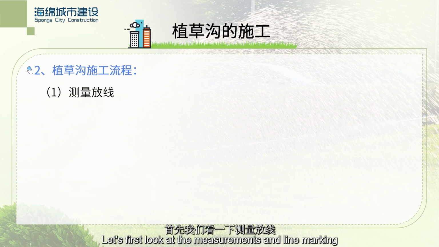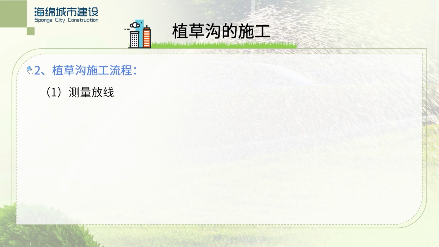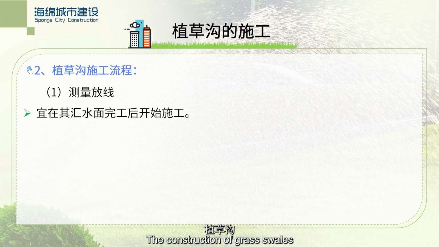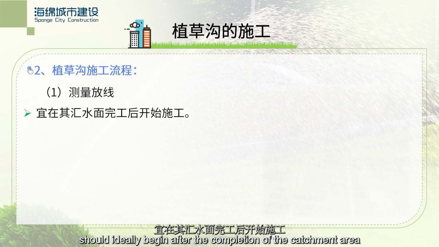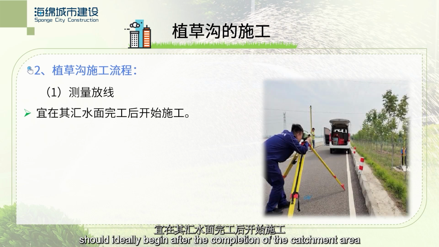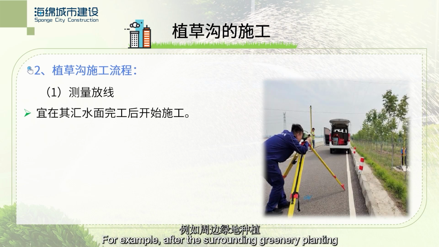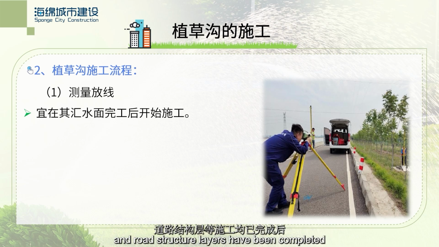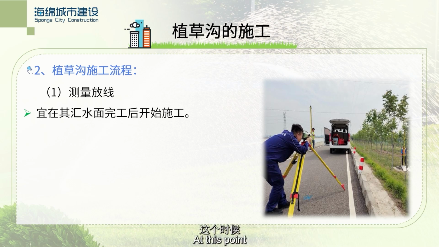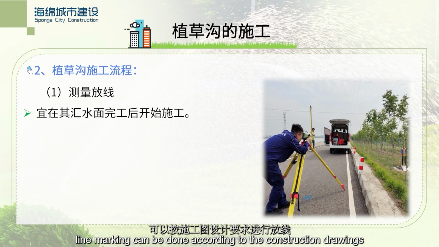Let's first look at the measurements and line marking. The construction of grass swales should ideally begin after the completion of the catchment area, for example, after the surrounding greenery planting and road structure layers have been completed. At this point, line marking can be done according to the construction drawings.